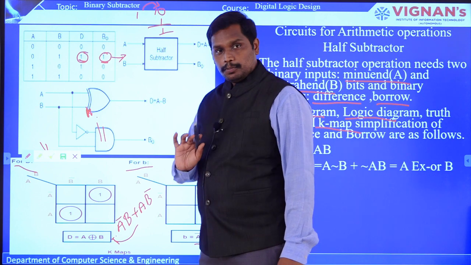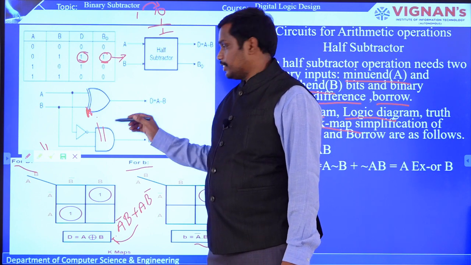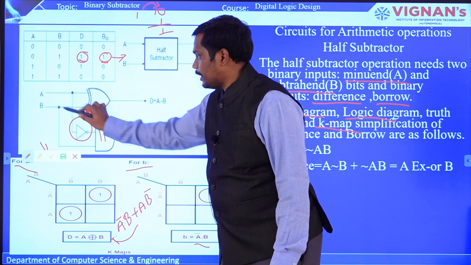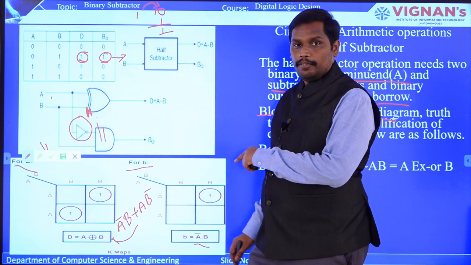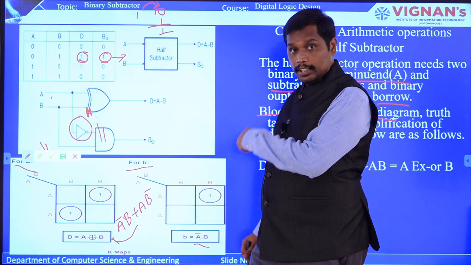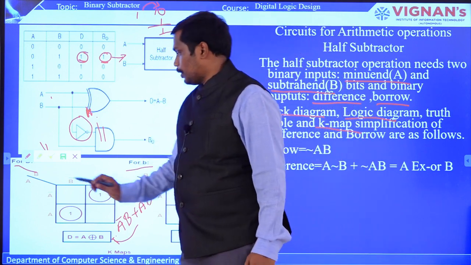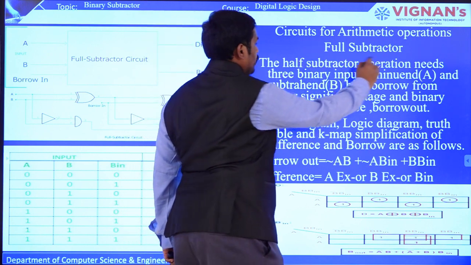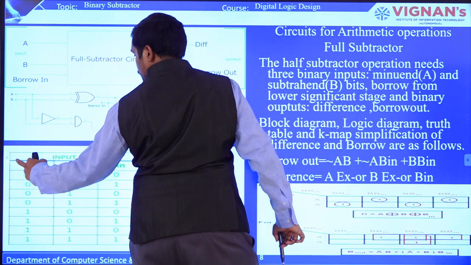So this is the small diagram change that is there between the half adder and the half subtractor. Here you are going to apply NOT to this A. This is the difference between the half adder and the half subtractor. So I hope that this is clear. And now coming to the full subtractor.